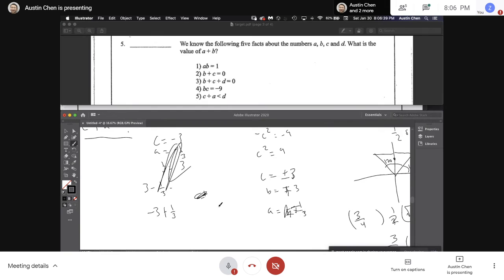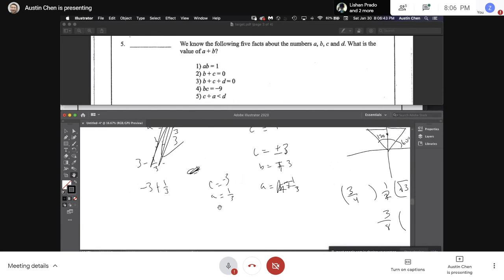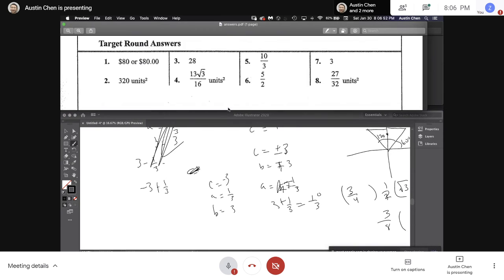So then C is -3, A is positive 1/3, and B is the same sign as A, so B is 3. So then we have 3 plus 1/3, which is 10/3. Okay, there we go. That is our answer.